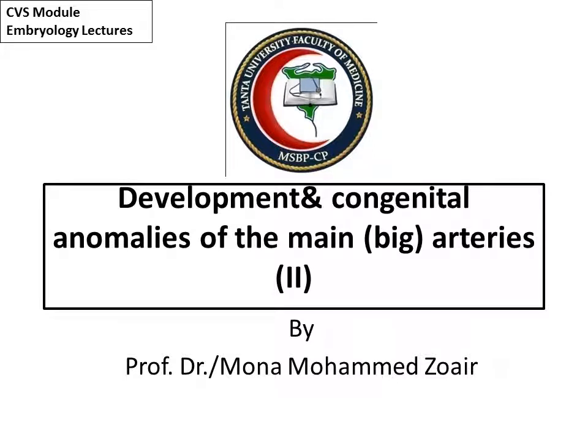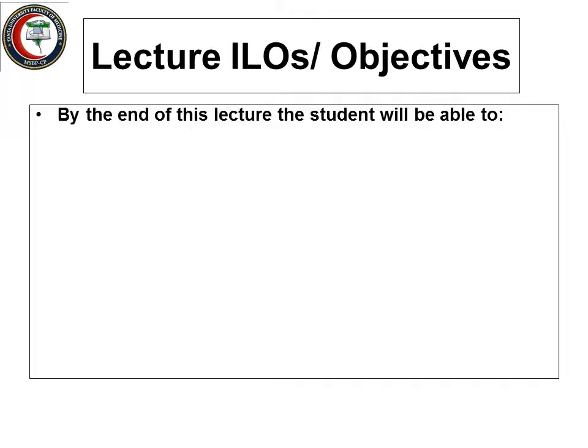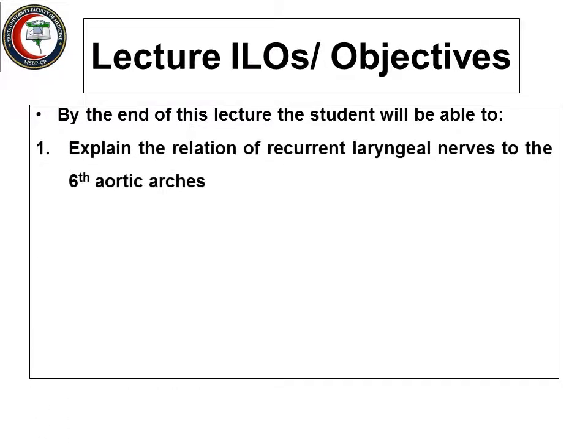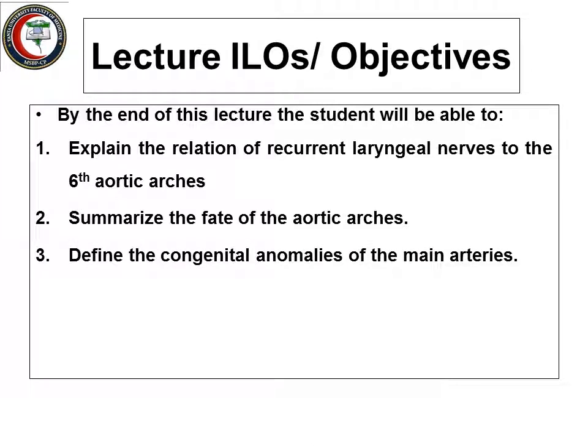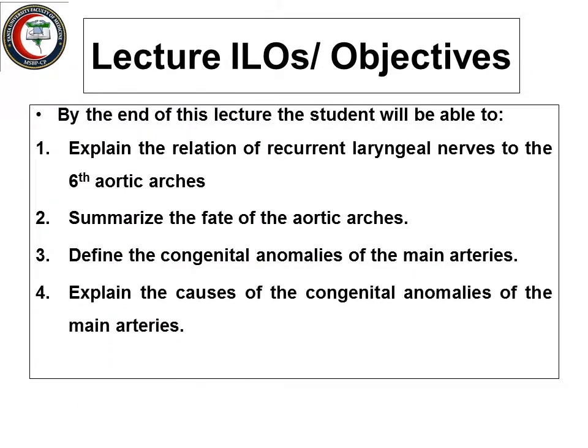This is the second part of our lecture about the development and the congenital anomalies of the main arteries. Objectives of the lecture: by the end of the lecture, the student will be able to explain the relation of recurrent laryngeal nerves to the six aortic arches, summarize the fate of the aortic arches, define the congenital anomalies of the main arteries, and explain the causes of the congenital anomalies of the main arteries.